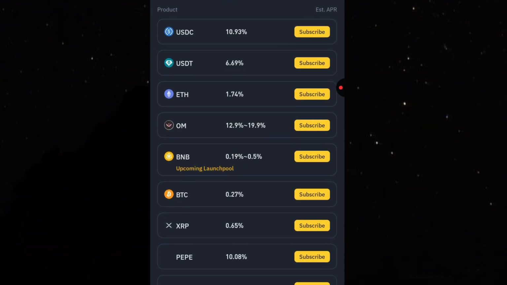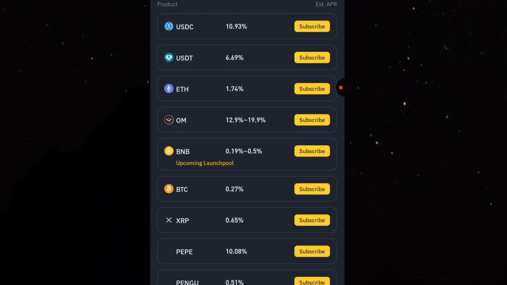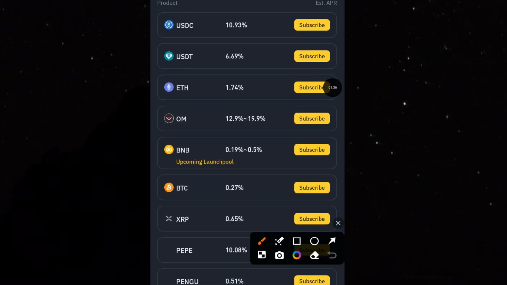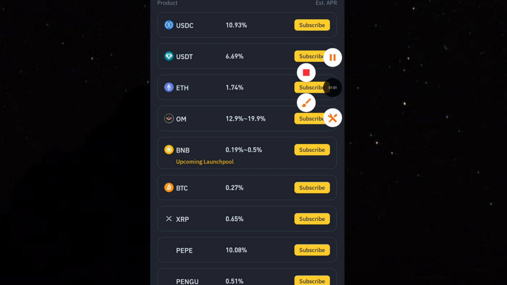Now, on the low risk area, there are lots of products here. They call it product, but they're all cryptos. You can see there's USDC with the APR, there's USDT with the APR, Ethereum with the APR, OM with the APR. Now, you have to be very careful when you're choosing APR because all of these represent APR in 1 year.